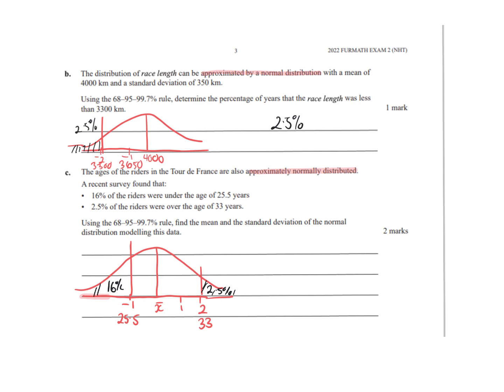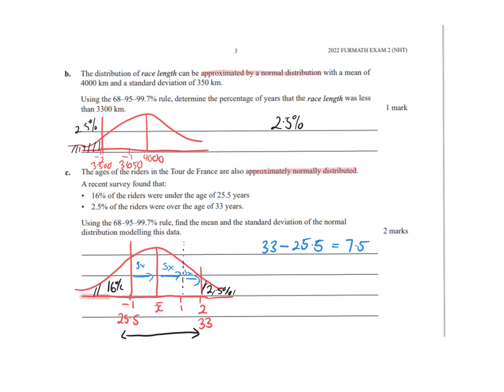Now, what do you have to find? The mean and the standard deviation. If you have a look, between 33 and 25.5, if you counted up the standard deviations, can you see you actually have 1, 2, 3 standard deviations within that age group? Can you understand that? So if I found the distance between 33 and 25.5, 33 minus 25.5 equals 7.5. So within 7.5 years, there are 3 standard deviations.